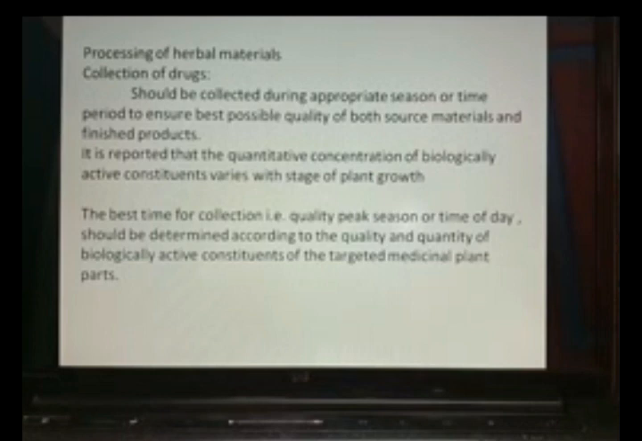It is reported that the concentration of biological active components varies with the stage of plant growth. That is one. It also varies with the season. It also varies with the time of collection. The best time for collection is the quality peak season. It has to be collected when the concentration of active components is at the peak, and it should be determined according to the quality and the quantity of the biological active constituents of the targeted medicinal plants.